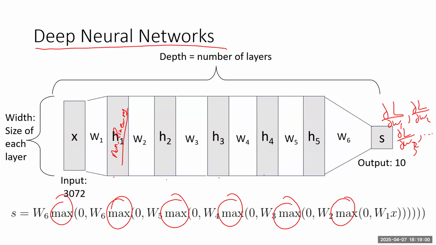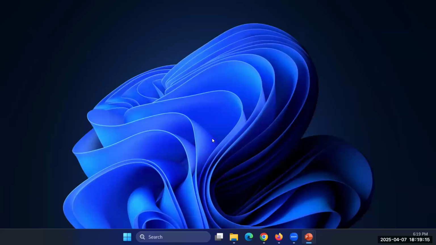This is the equation of the final output, right? Can I use this equation to find the derivative with respect to W1 or W2 or W3, W4? Can I? This is the trick. And to solve this problem, we are using something called backpropagation.